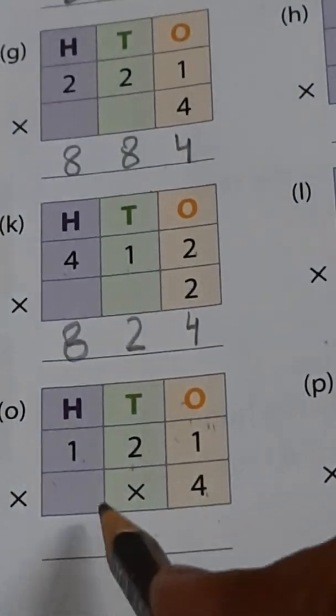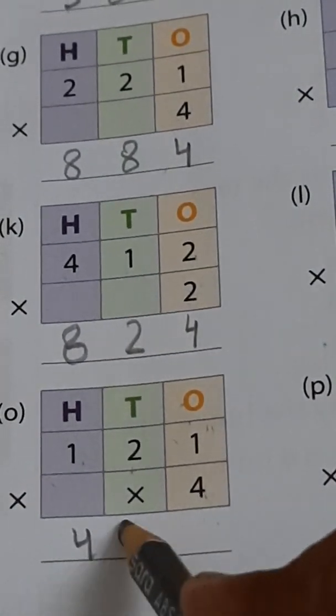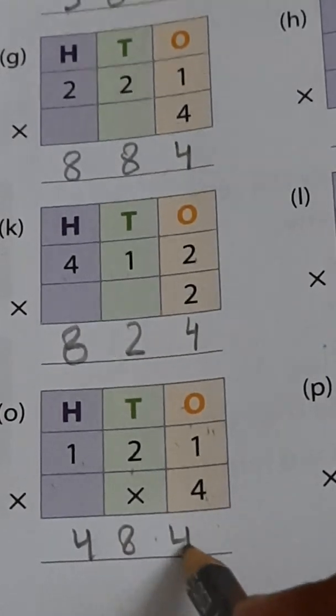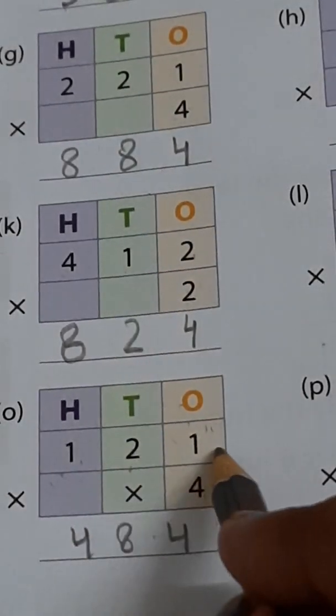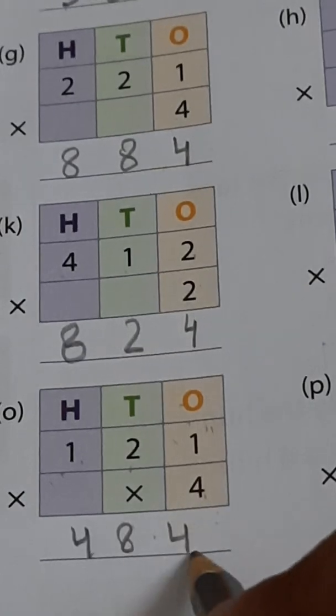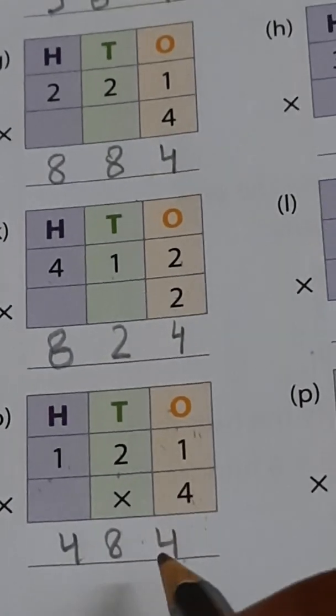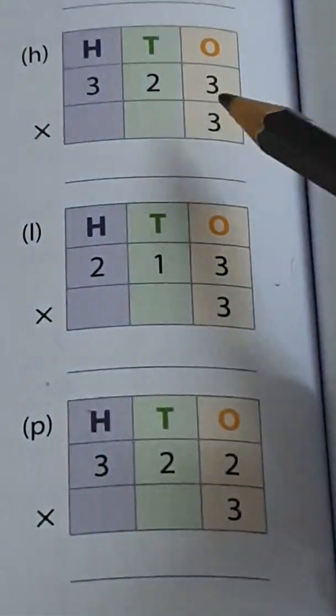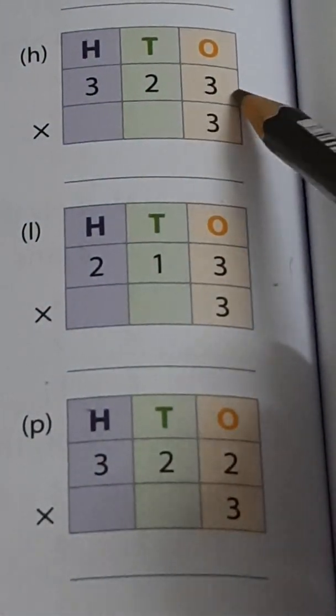484 is the correct answer. 484. It means 121 multiply 4 is equal to 484. Okay. Now 3 3s are 9. Okay children.